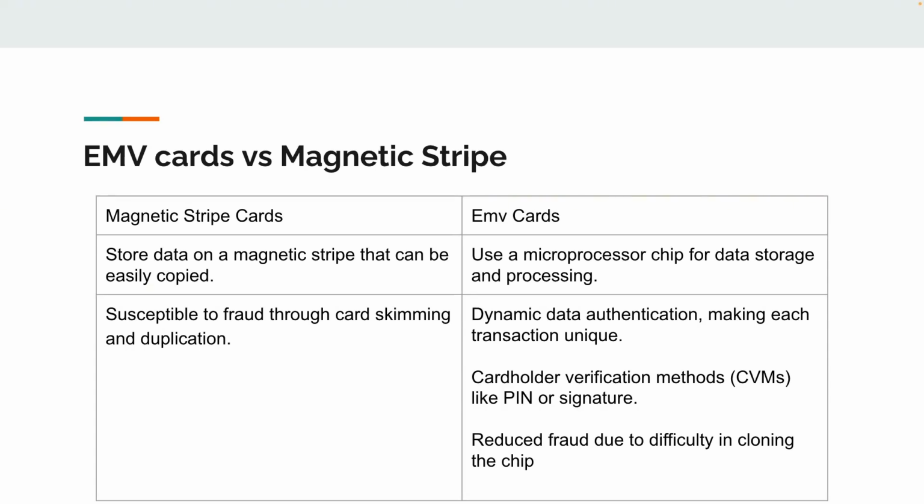We have verification, which could be PIN, it could be signature. There are some EMV cards that allow no verification, no CVM, but still it's better than a magnetic stripe. It reduces fraud, and you cannot easily clone it. It's not that you can't clone an EMV card, but there's difficulty in cloning an EMV card.